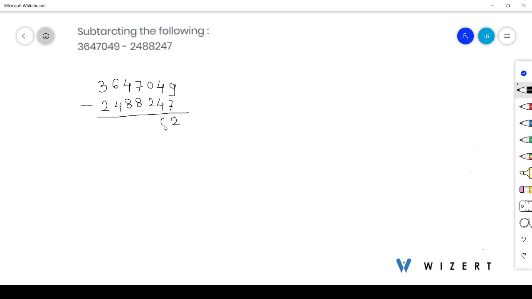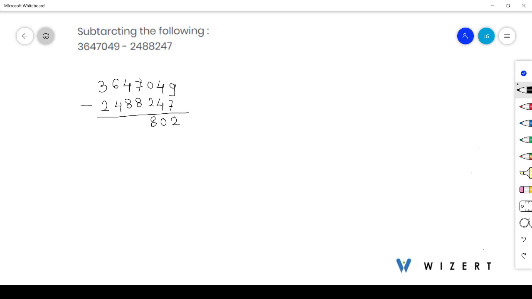4 minus 4 is 0. Now here 0 minus 2 is not possible. So we borrow from the thousands place. That 7 will convert to 6 and that 0 will convert to 10. So 10 minus 2 is 8.